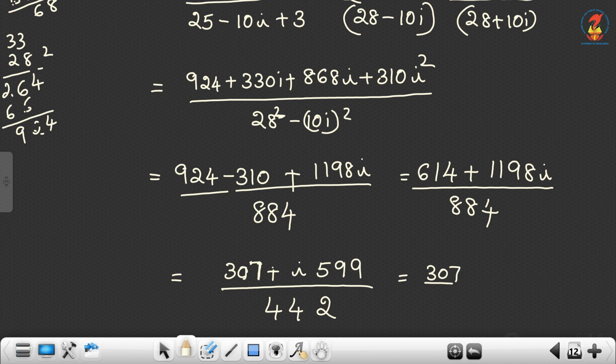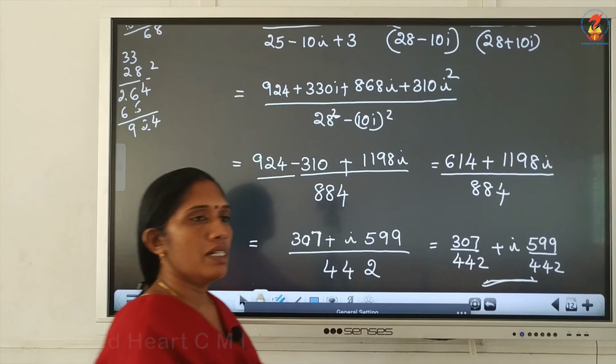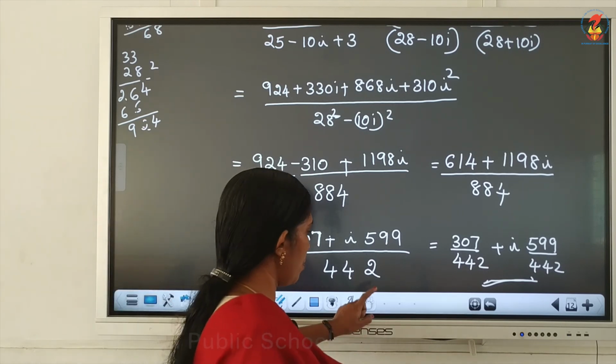So write in the form a plus ib. So a means 307 by 442, that is a, plus i. b means 599 by 442. So this is of the form a plus ib. So like that you have to reduce.